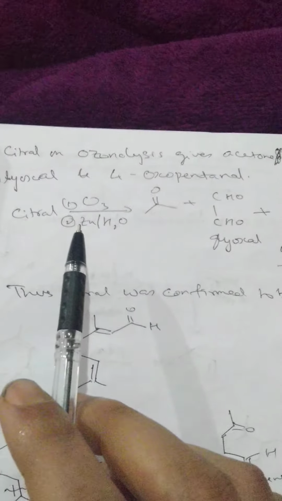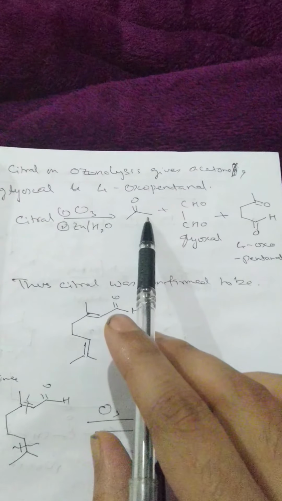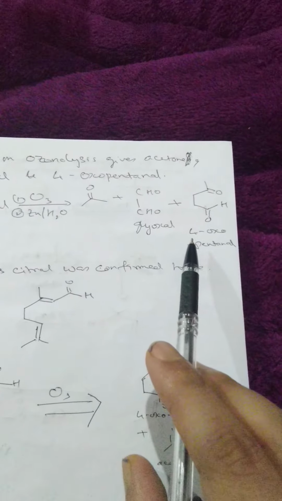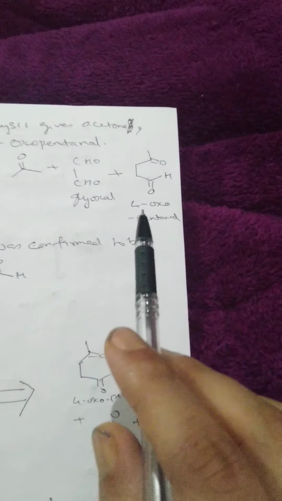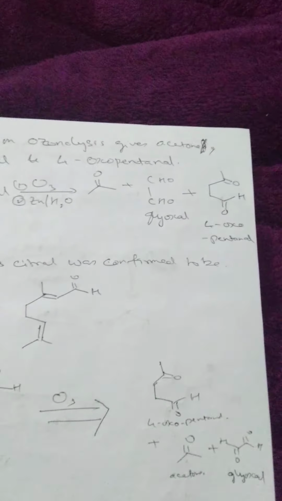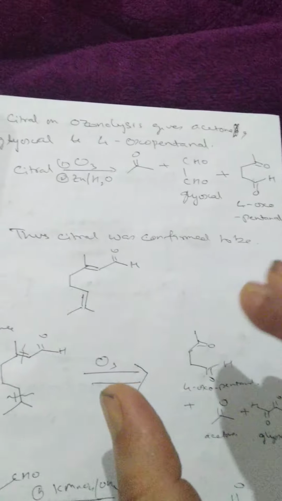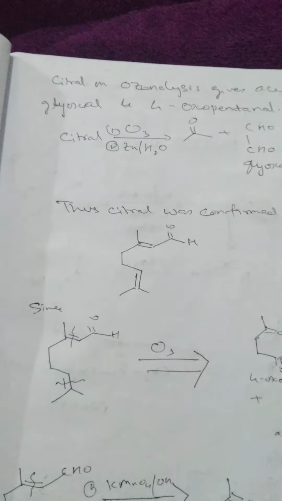And then they also did ozonolysis, followed by hydrolysis in the presence of zinc. So again they got acetone, glyoxal, and 4-oxopentanal. That time they had got pentanoic acid, 4-oxopentanoic acid, and here they got 4-oxopentanal. So when they mixed these two analyses, they came up with this structure of citral.